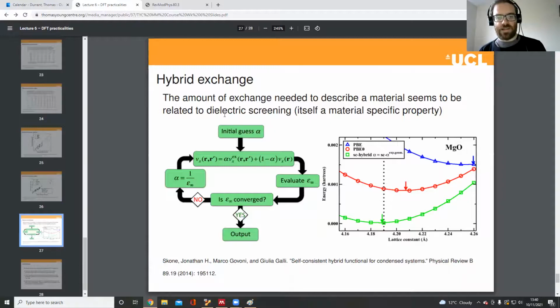Part of this seems to be related to an argument that's been developed that the amount of exact exchange you should use is related to dielectric screening. So in molecules, you don't really have dielectric screening, and you need to use larger exchange fractions like are in B3LYP. But as your system has a higher and higher dielectric constant, as it screens external electric fields more strongly, then this seems to also screen the exact exchange and mean you should use less exact exchange.